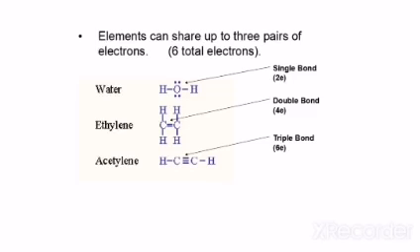In acetylene, 3 pairs of electrons, which are 6 electrons, are being shared between these 2 carbons, forming a triple bond.